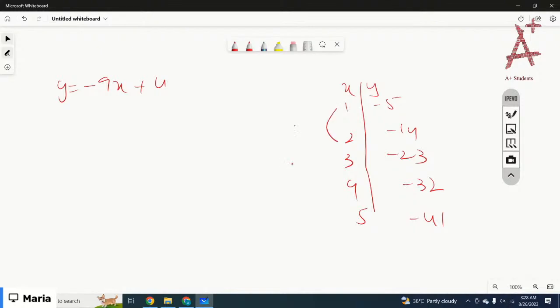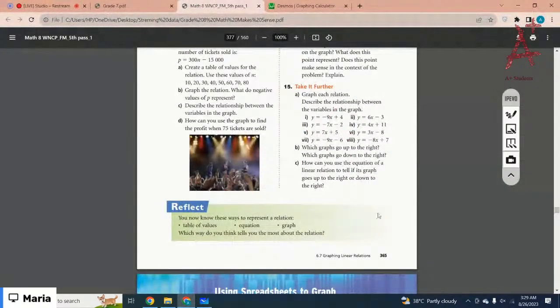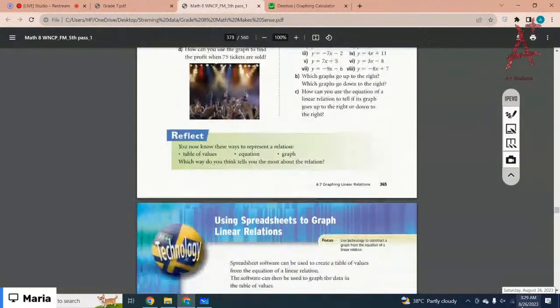When x increases by 1, y decreases by 9, right? That means the points are downtrend. They are decreasing, so the points are downtrend, right? You can do the rest of the questions by yourself later today. So we are done with the lesson and the chapter also.